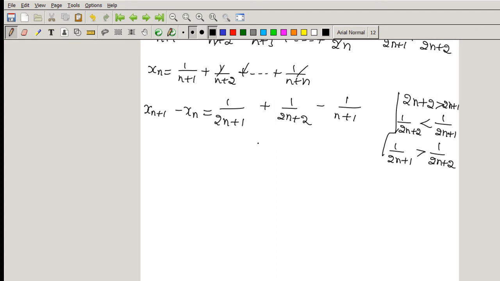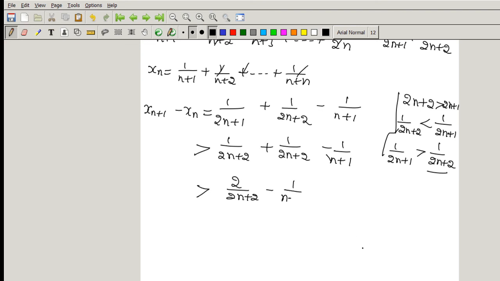Therefore the inequality changes. 1 by 2n plus 1 is greater than this term 1 by 2n plus 2, and retain the rest as the same: 1 by 2n plus 2 minus 1 by n plus 1. Therefore 1 by 2n plus 2 plus 1 by 2n plus 2, that is 2 by 2n plus 2, minus 1 by n plus 1, which is nothing but 1 by n plus 1. The two get cancelled, and we are left with 1 by n plus 1 minus 1 by n plus 1.